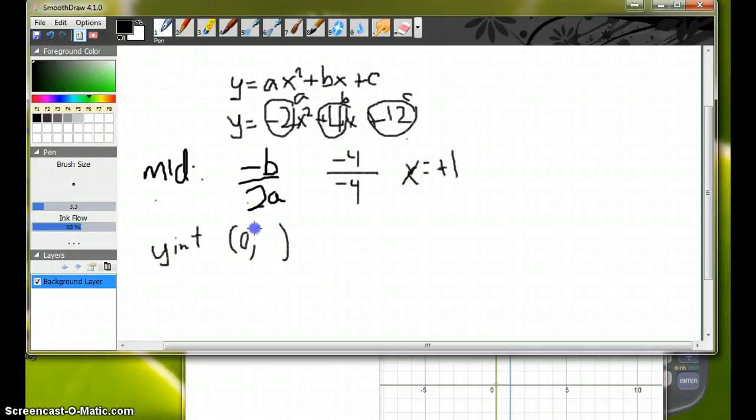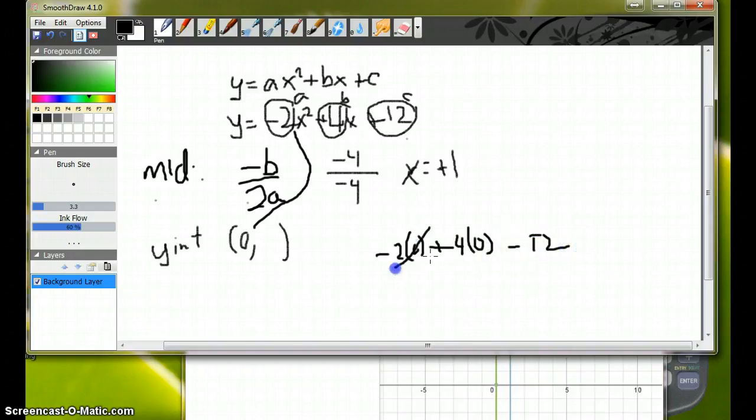So plug in 0 here and here. So you're going to have 2 to the 0 plus 4 times 0 and minus 12. So this cancels out, that cancels out. All you're left over is negative 12. So this is your y-intercept.